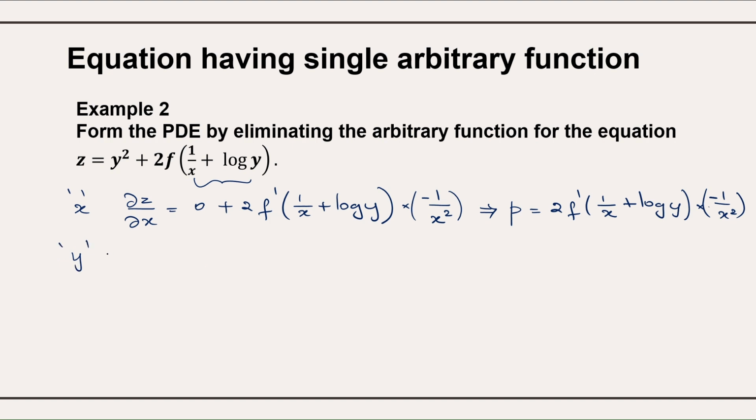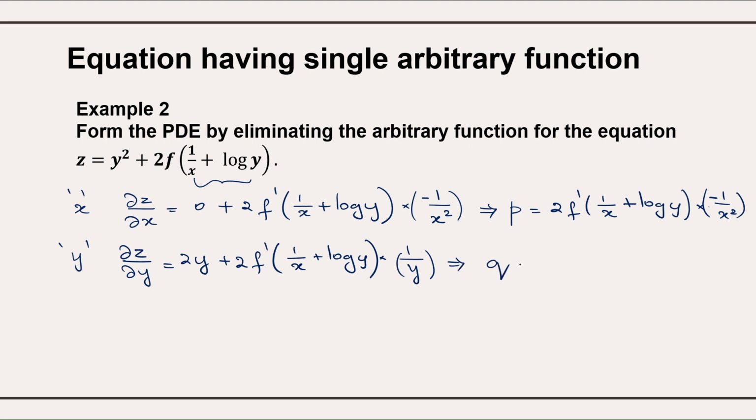Again, if we differentiate partially with respect to y, dou z by dou y is equal to, the first term becomes 2y, plus 2 into f dash of 1 by x plus log y into, again you have to differentiate this term. So 1 by x becomes 0 and the differentiation of log y is 1 by y. So by the usual notation, left side can be written as q, which is equal to 2y plus 2 f dash of 1 by x plus log y into 1 by y.